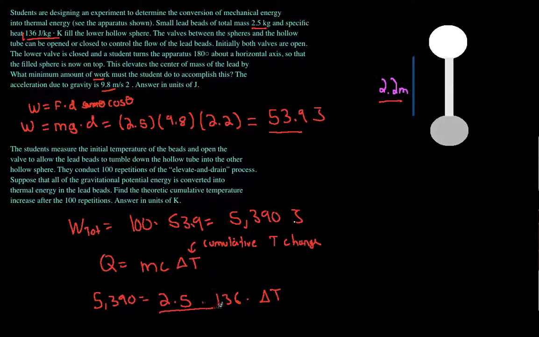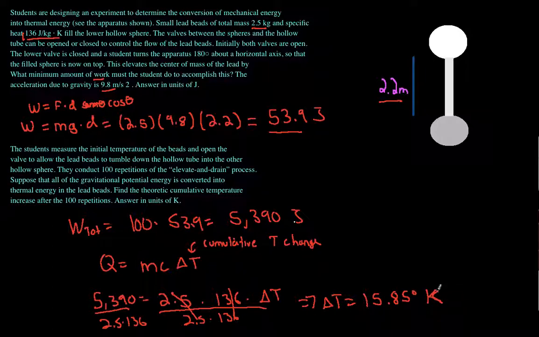What I'm going to do is simply divide both sides of the equation by 2.5 times 136. The 2.5 cancels, the 136 cancels, and I put that number into the calculator really quick, and we're going to find that delta T is equal to about 15.85 degrees Kelvin. And that's pretty much how you do that problem.